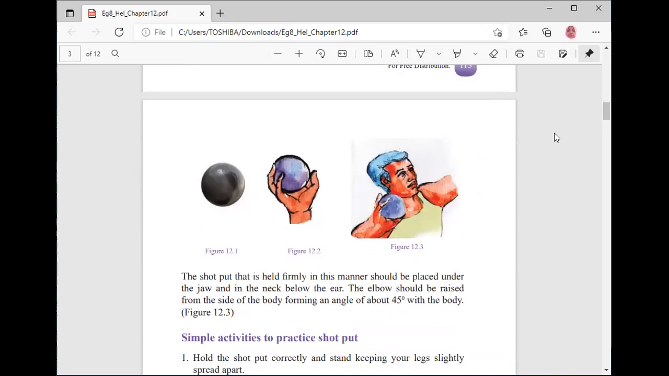12.1. That is the putt. Okay, we call it putt. See how you should place it in your hand in figure 12.2. And then figure 12.3 shows how you should hold it and throw. The shot put that is held firmly in this manner should be placed under the jaw and in the neck below the ear. The elbow should be raised from the side of the body, forming an angle of about 45 degrees with the body.